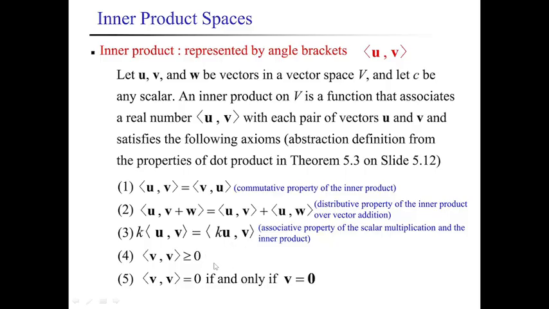The fourth condition is that the inner product of v comma v is always greater than or equal to 0, that is, non-negative. Inner product v comma v equals 0 if and only if v equals 0. That means if v is 0, the inner product is also 0, and if the inner product of v comma v is 0, the vector v is 0. So if these conditions are satisfied, we call that vector space V an inner product space.